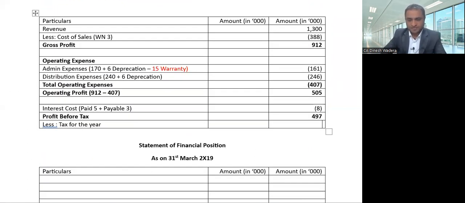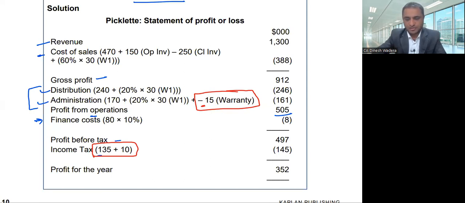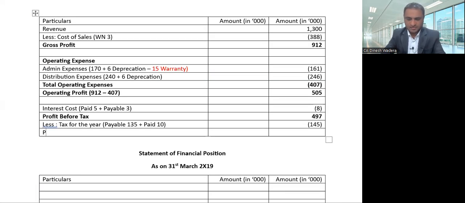So less income tax for the year, payable 135, which will form part of your liability, plus already paid 10, which comes to 145. And here you get a net profit or profit for the year, or you can also call it profit after taxes. When we talk about the net profit, we always talk about the profit after taxes.